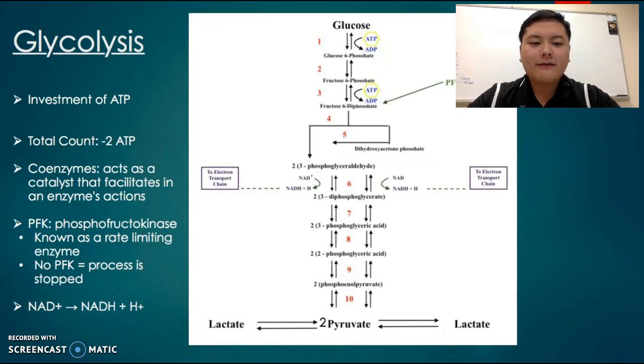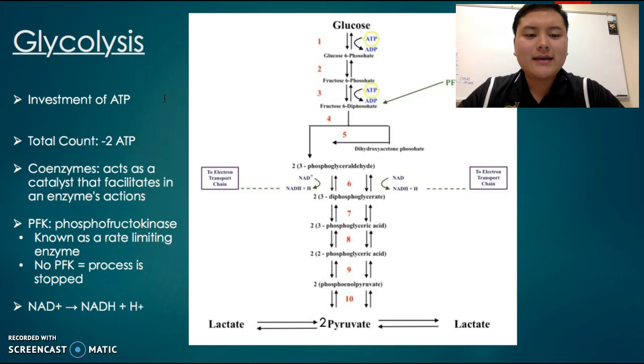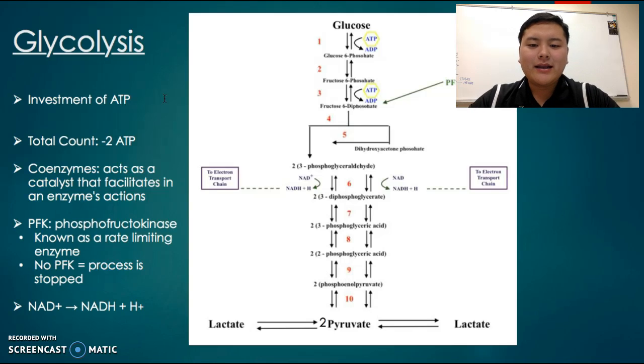So the next part we have is PFK, which is an enzyme, and stands for phosphofructokinase. It's important because if phosphofructokinase is not in the right state, then this process ends there. It will not continue. Things that make PFK not want to continue are temperature, so increased heat, or if it's too acidic in the muscle.